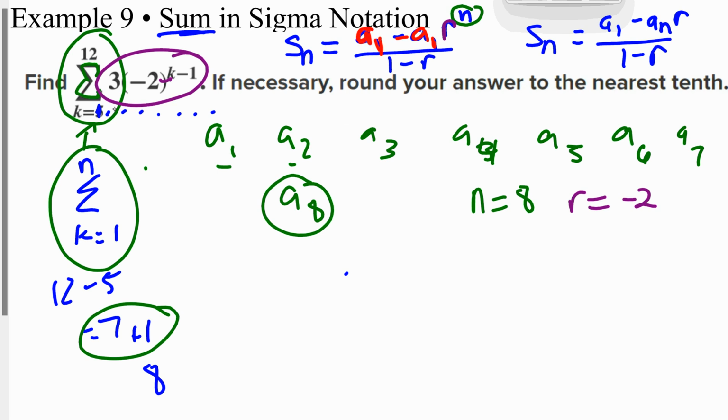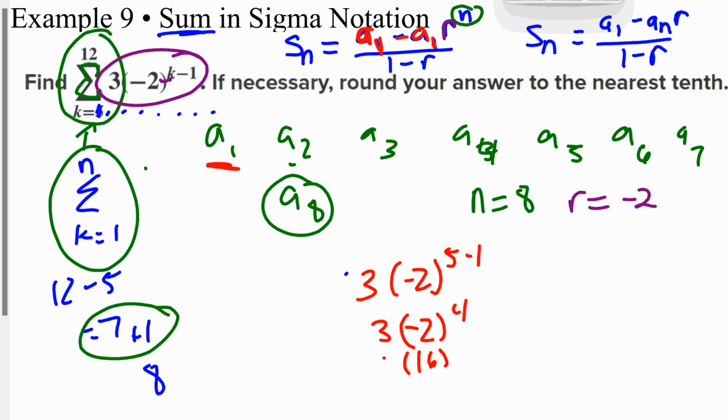And then we just need to find our a sub 1. So for a sub 1, I can just plug in 5, that's my k, so that's my first term. So I plug in 5. 5 minus 1 is 4. -2 to the 4th is 16. 16 times 3 is 48. So that means a sub 1 equals 48.